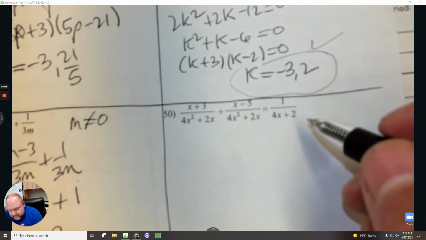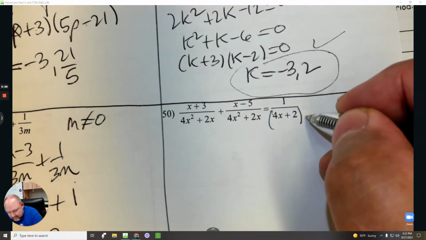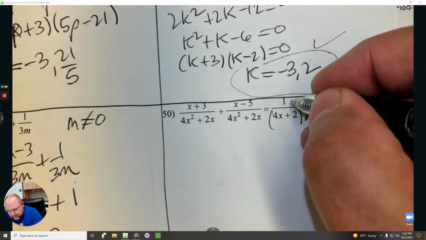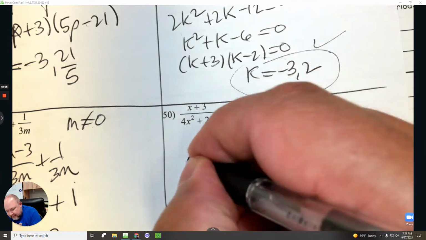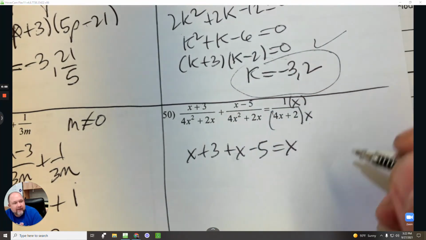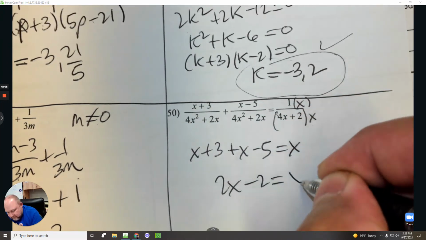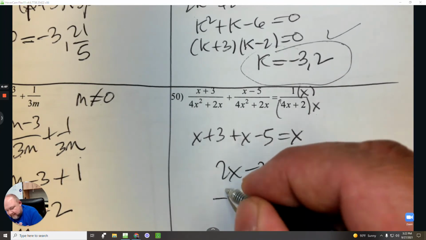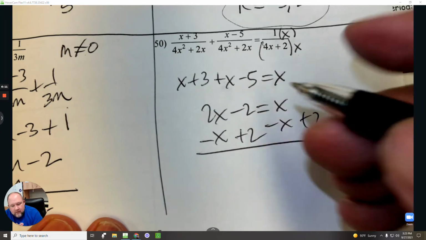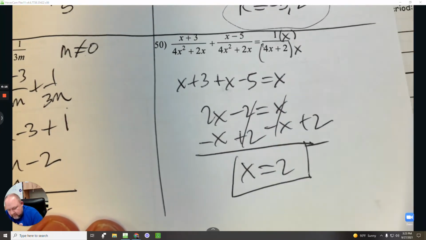Number 50, we almost have common denominators. We're going to multiply this by x. If I multiply this by x, they're exactly the same, all the denominators. And now write down only the numerator and then solve it. That's 2x minus 2. Subtract x, add 2. And you have your answer.